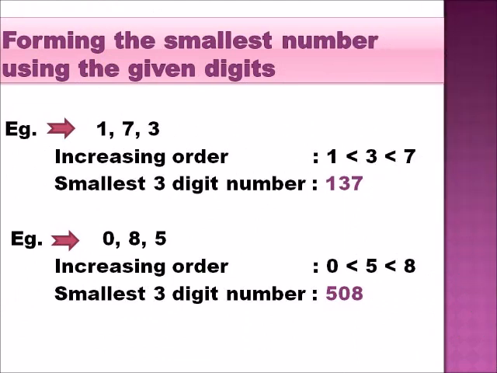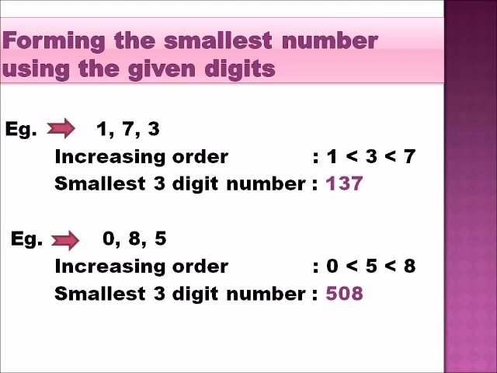Children, in the next example 2, we have digits like 1, 7 and 3. Now let's arrange them in increasing order, like 1 is lesser than, 3 is lesser than 7. Therefore, the smallest 3-digit number will be 137.